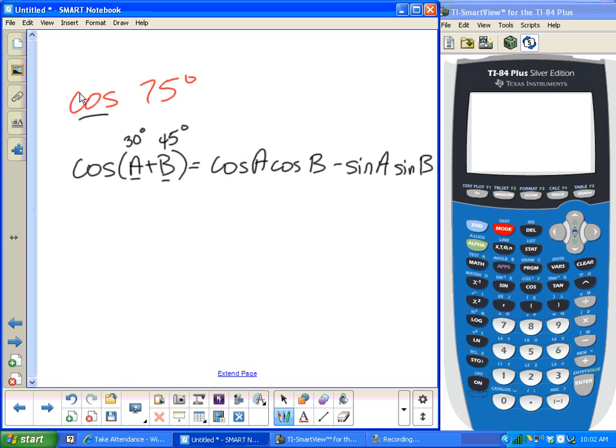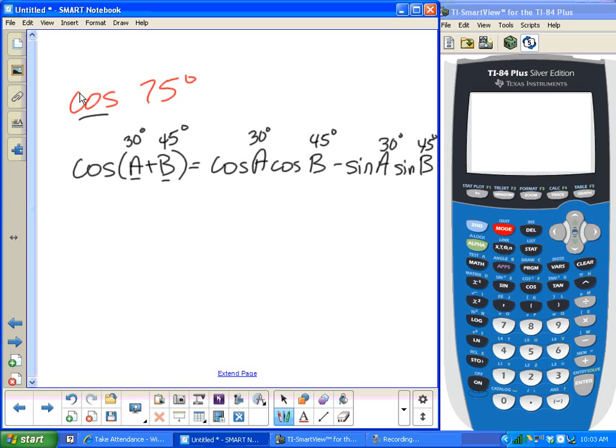This is the way I do it. Instead of rewriting the whole formula with 30 and 45 in it, I just write the angles above it. So the A is 30 and the B is 45. I'm sorry, I said 35, didn't I? 30 and 45. It doesn't matter as long as one is 30 and one is 45. So we could have said 45 and 30. Now, let's plug them in.